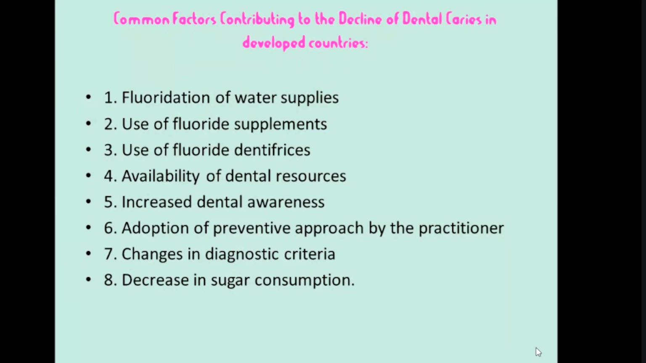Second one, use of fluoride supplements. Fluoride supplements, you will take them in the coming stages. Fluoride can come in milk, gel, varnish, or something like chewing balls. So there are many types of fluoride. We can take it in toothpaste also.